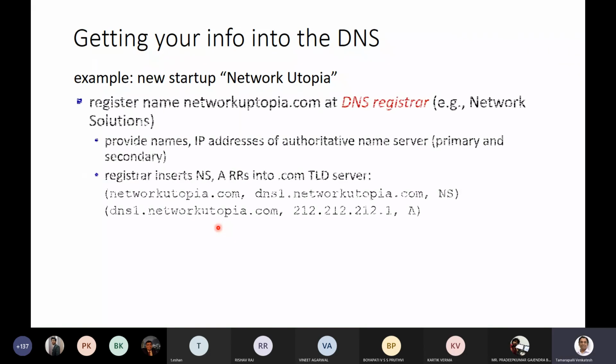Okay. If you want to insert any new information into the DNS system, so for example, a new company has been registered, you first register the domain name, and then after registering the domain name, you will have to register it with the DNS registrar which is responsible for the particular subdomain. For example, whether you are doing it with .in or .com or .edu, appropriately you will contact the respective DNS registrar and give all the necessary information like names and IP addresses of the authoritative name servers, primary and secondary, and then the registrar inserts these NS records and A records into the corresponding TLD server in the form that is shown here.